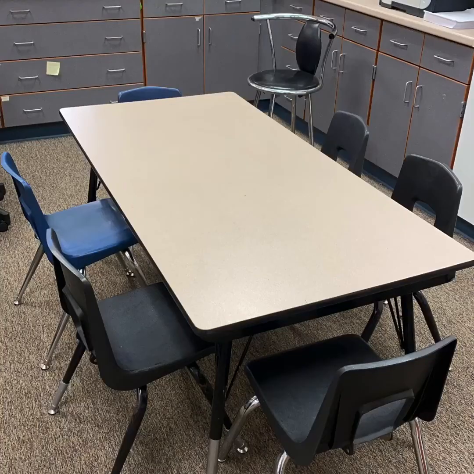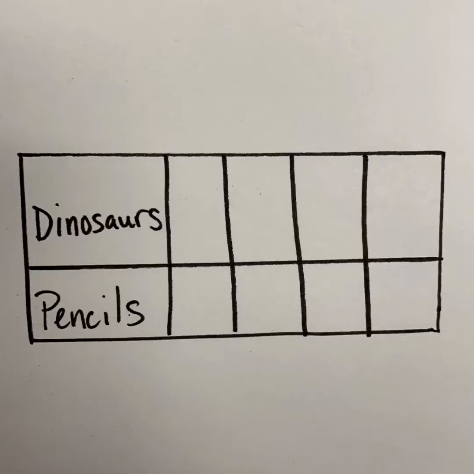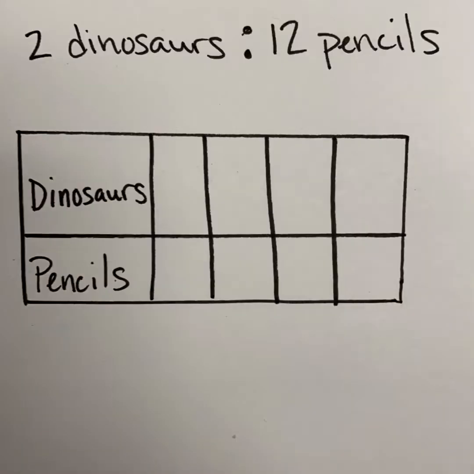And just to be clear, we are not talking about this type of a table, we are talking about a data table. Just like this one. This is an example of a data table. We're going to be comparing dinosaurs to pencils. That's what our ratio is going to be today. And the ratio that we are going to start with is 2 dinosaurs to 12 pencils.